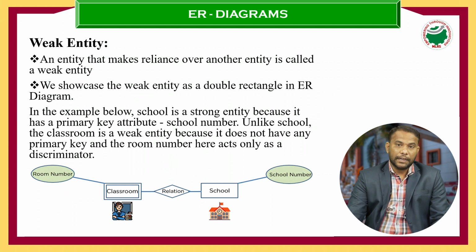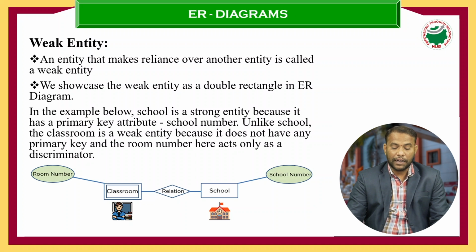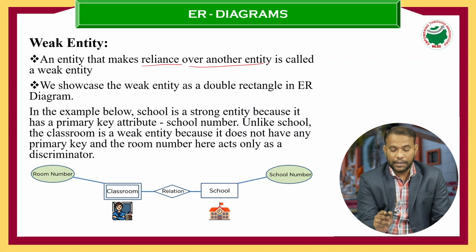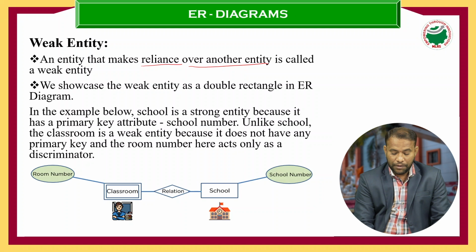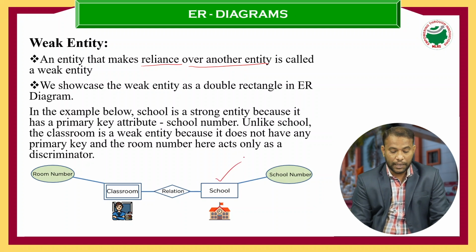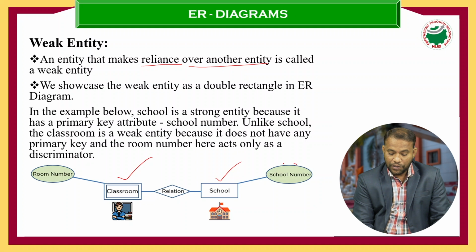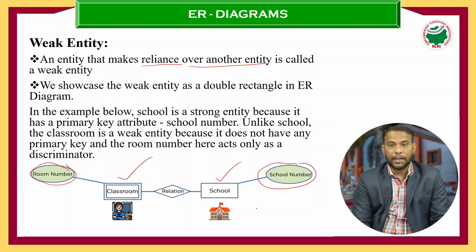Next, in entity we have a weak entity. What is meant by weak entity? An entity that relies on another entity is called a weak entity. For example, in this diagram we have school as one entity and classroom as another entity, and school number and room number are the attributes for those entities.